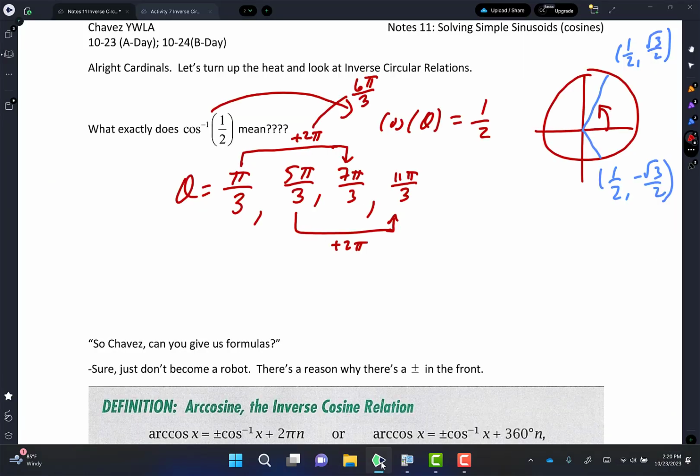So that's why down here you'll see the formulas. If I want all the answers to that, if it's theta or if it's x, you would just say x equals plus minus arccosine of 1/2 plus 2 pi n, where the n is how many revolutions you've done.